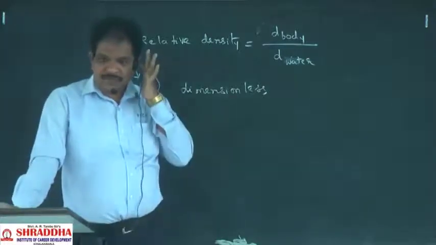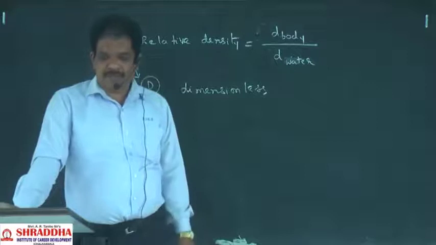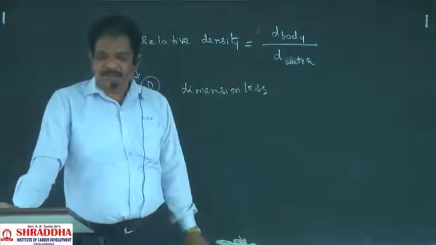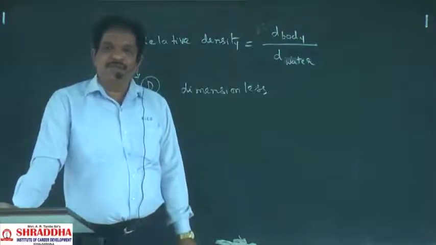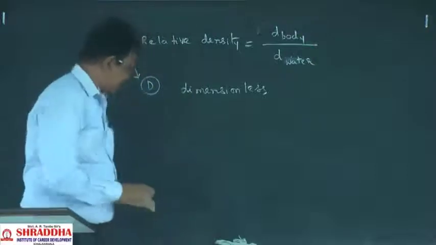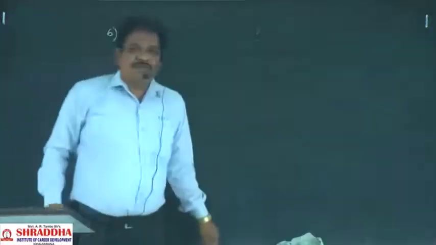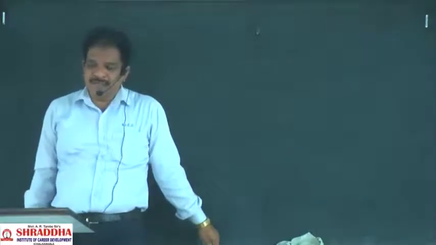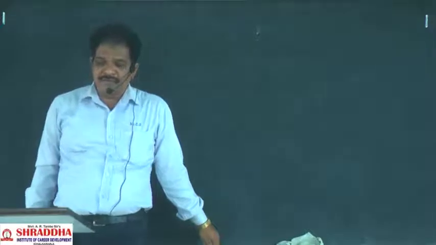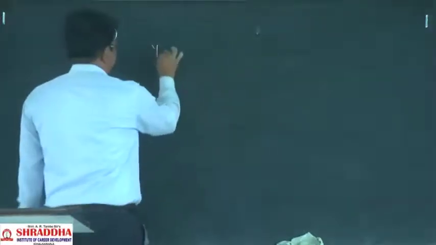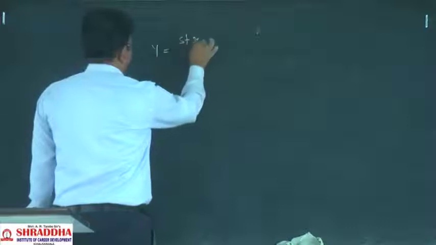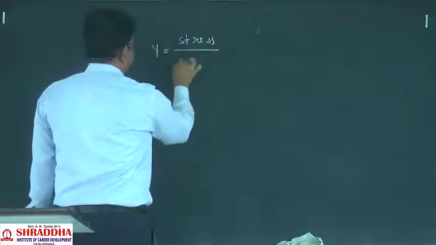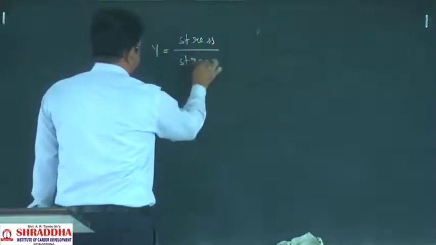Okay. Question number 6. What they are asking. The dimensional formula for Young's modulus is. Young's modulus dimensional formula. Y is equal to Young's modulus, the formula you write down, stress by strain.